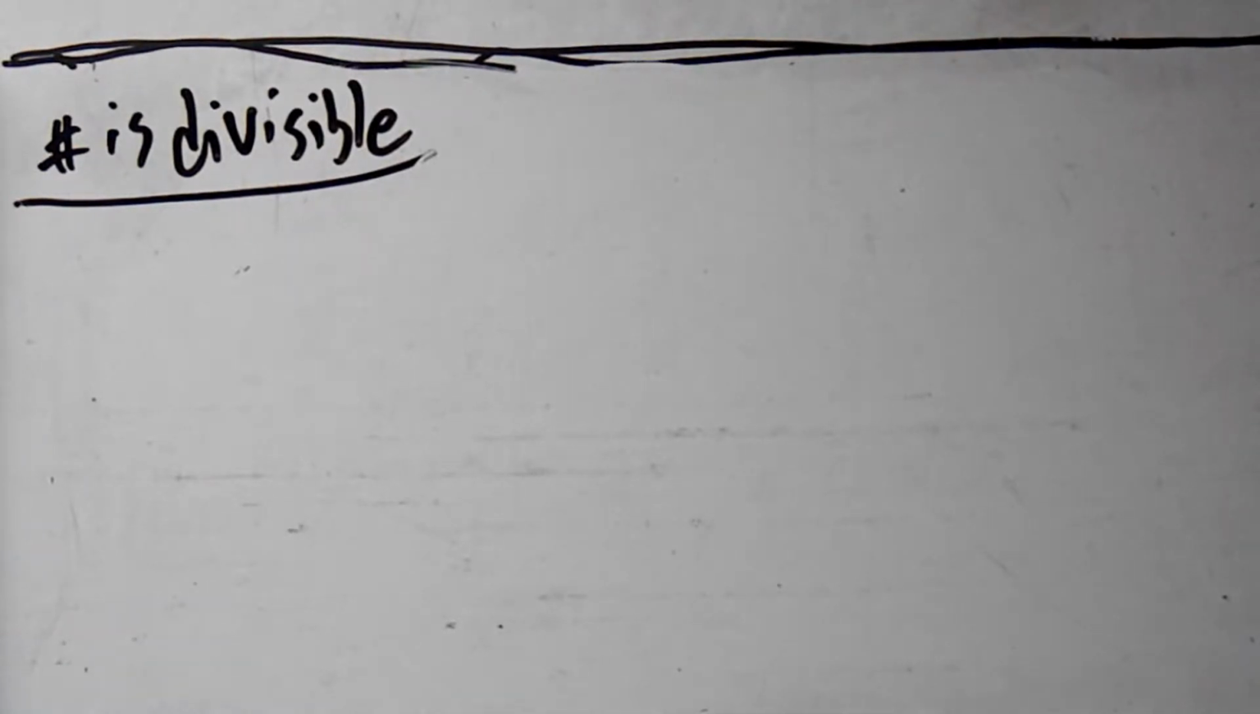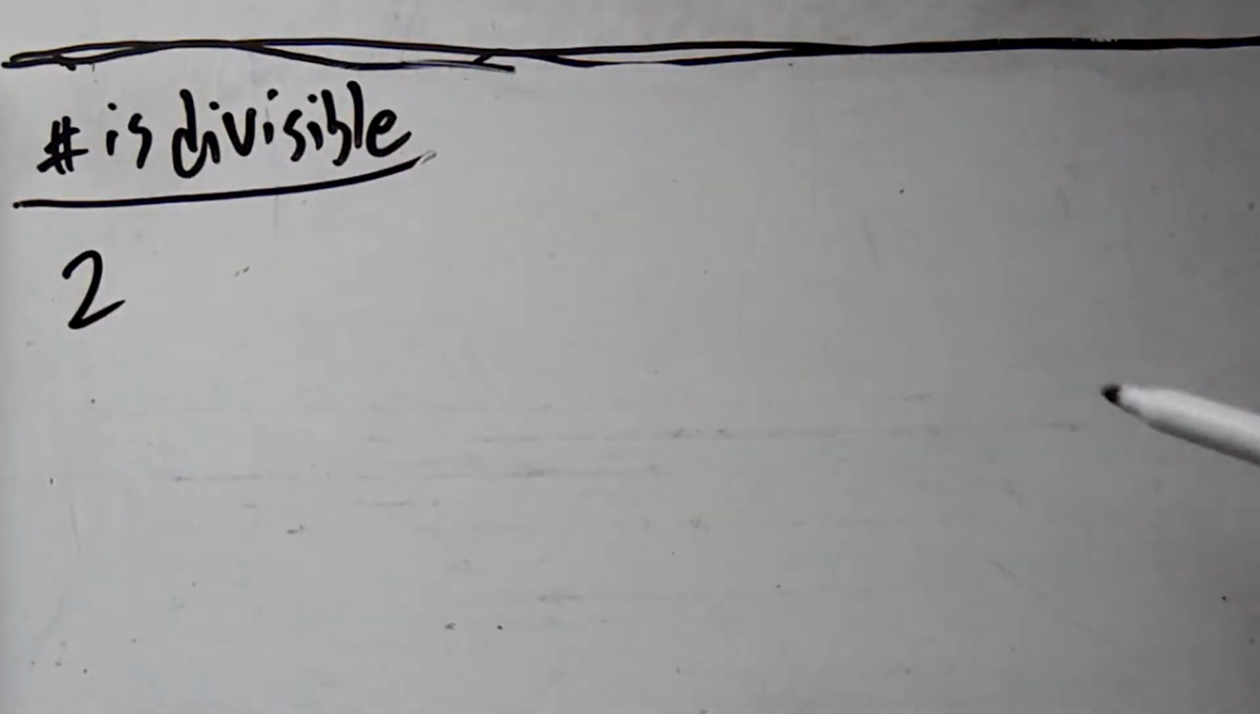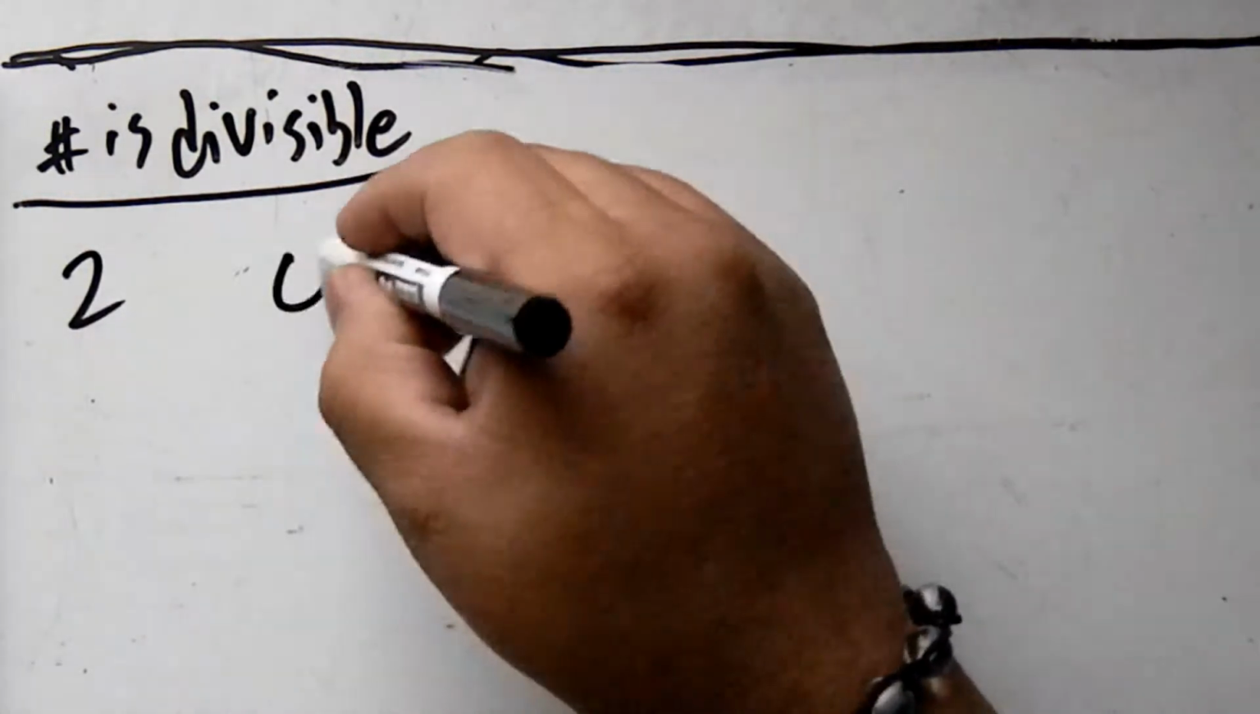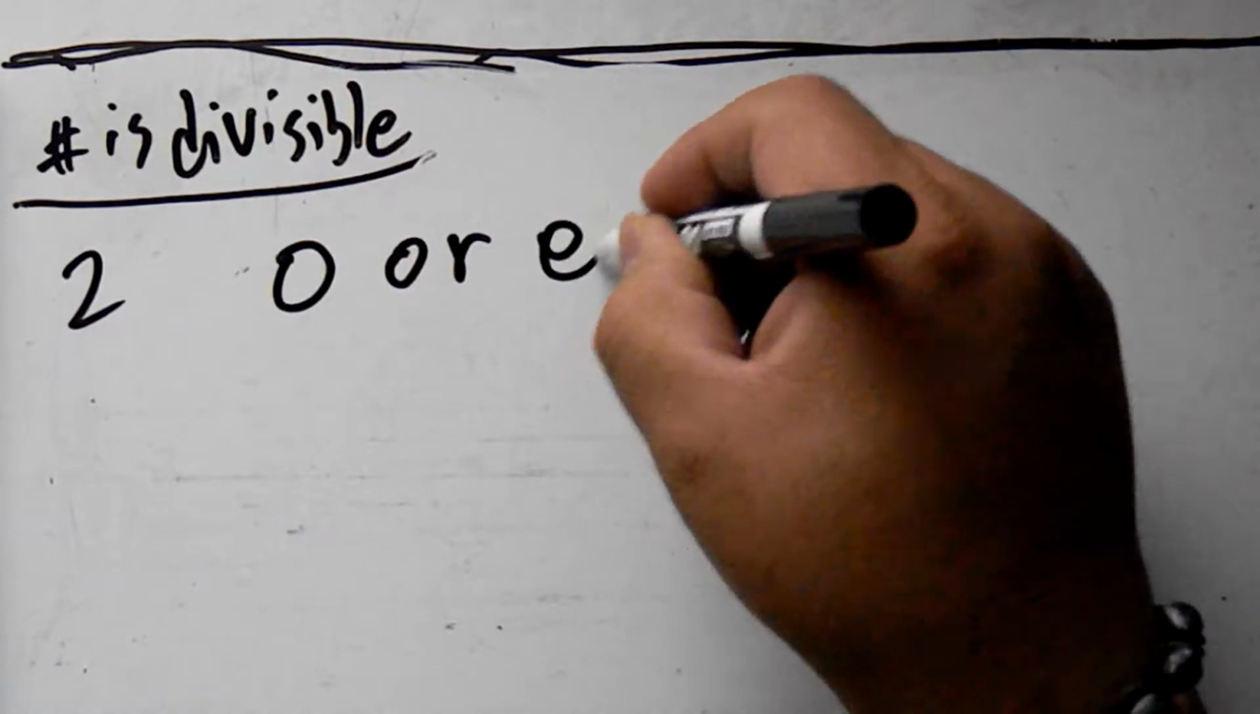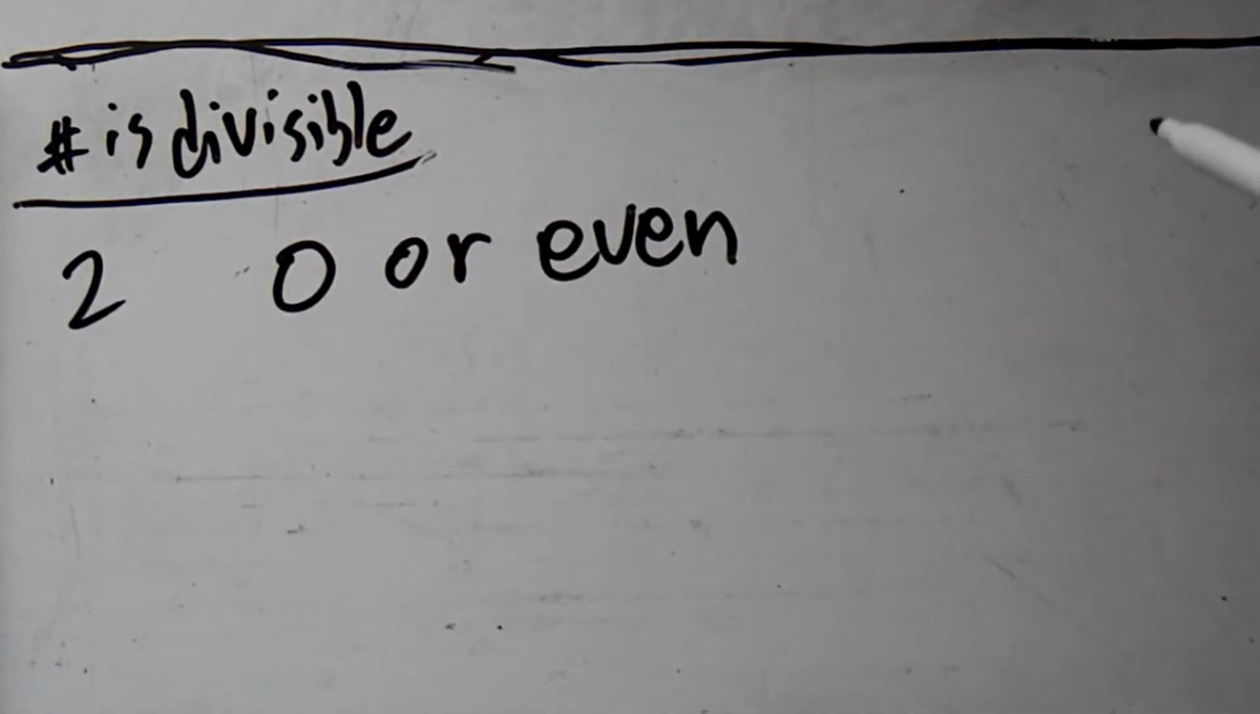Okay, so today we're going to go over if a number is divisible by 2, 3, 4, 5, 6, 8, 9, and 10. And let's start by looking at 2. So basically, a number is divisible by 2 if the digit in the ones place is 0 or an even number. We can look at 12.